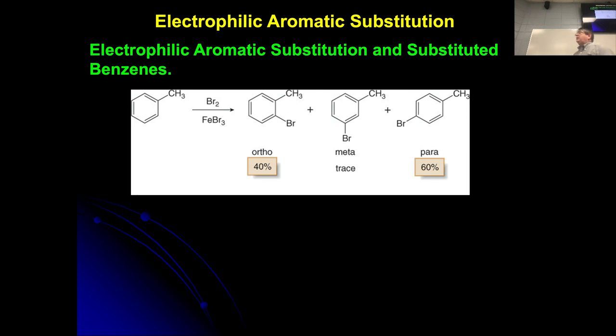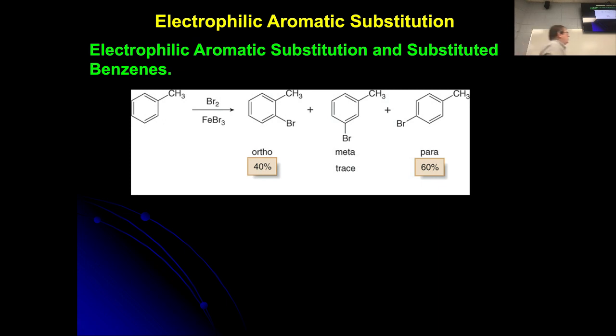Here's an example where we're dealing with methylbenzene, also known as toluene. I told you that alkyl groups are activators. If you were to go into the lab and take a little bit of toluene and react it with bromine and iron tribromide, you would find that you get really two products. You get about 40% of the orthobromotoluene, and you get about 60% of the para-bromotoluene. They say trace, but in reality, if you were to do this in my lab right now, you wouldn't be able to detect the meta product at all.